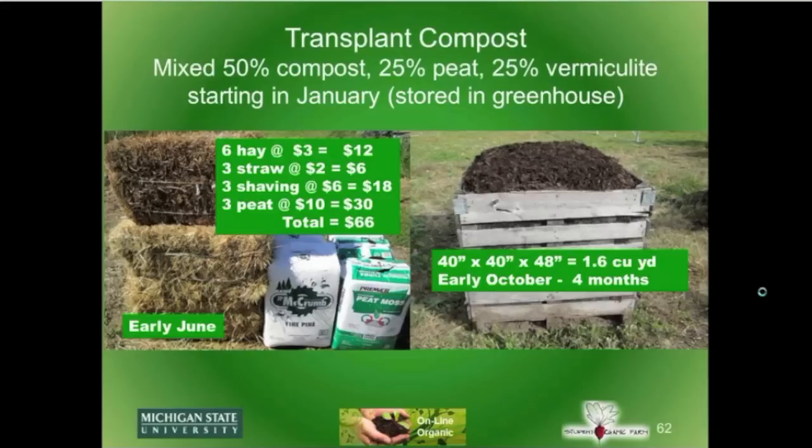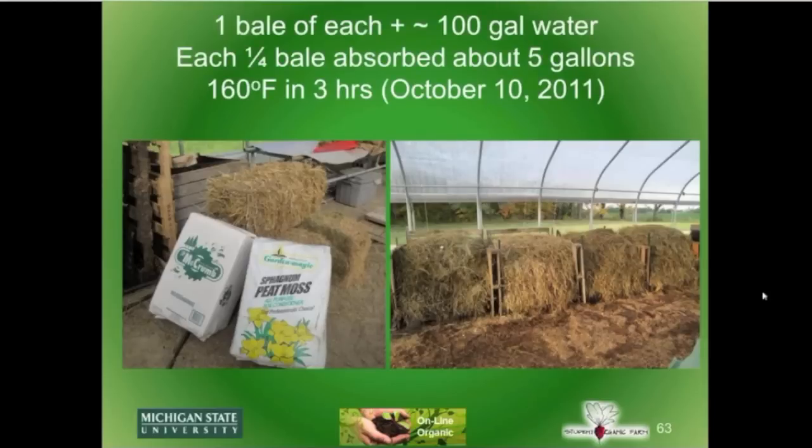I think if it's not going to be warm, it may take as much as 12 to 18 months before it would be ready for transplant production. So this was a batch that we just did for some research just a few weeks ago, putting 1 bale of each, and you see it basically fills a pallet system of just a box with pallets.